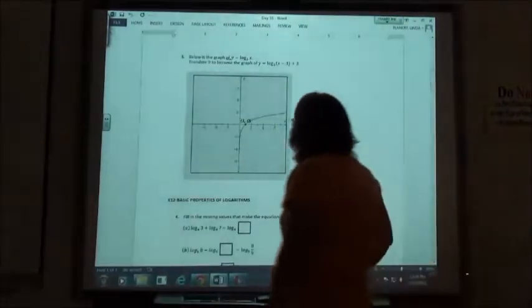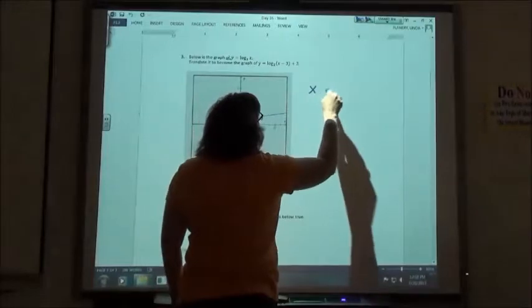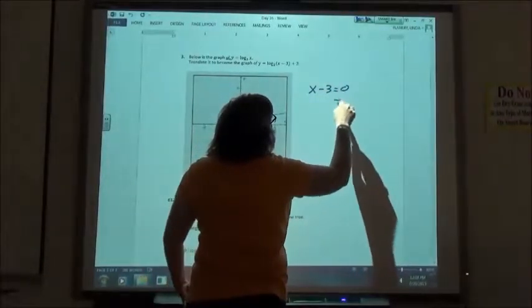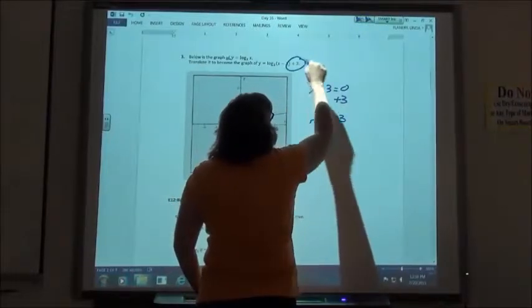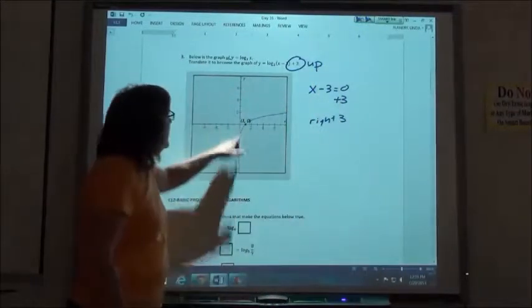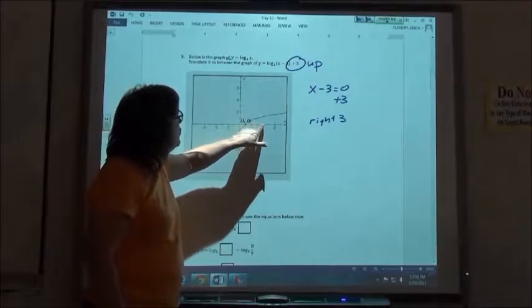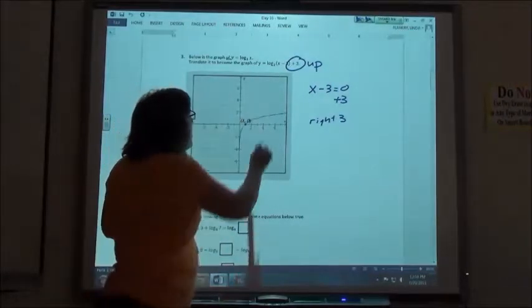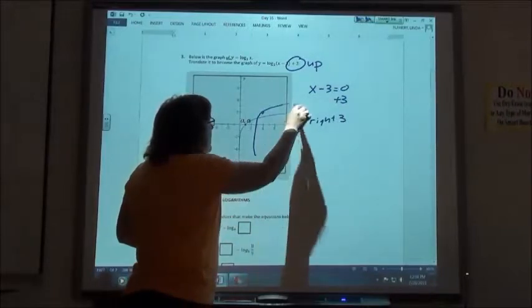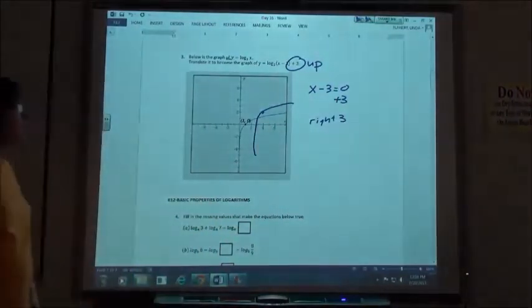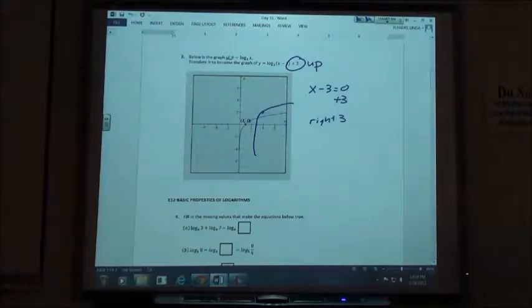So if I look at this one, if x minus 3 equals 0, we're going to plus our 3, so we're going to go to the right 3 and then up 2. So grabbing my point, 1, 2, 3 to the right and 1, 2 up, we'd be at 4, 2. And so again, my graph will just automatically move over there and will look something sort of like that.